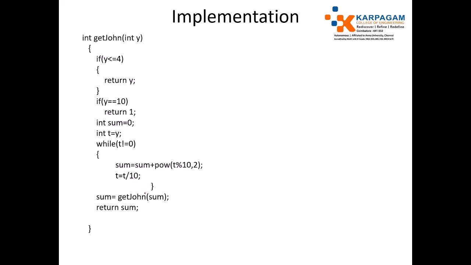For finding the sum of the squares of each and every digit received from the user, it is calculated by using the getSum function, which accepts integer y. If y is less than or equal to 4, just return y itself. If y equals 10, just return 1. If you extract the digits, we will get 1 and 0.